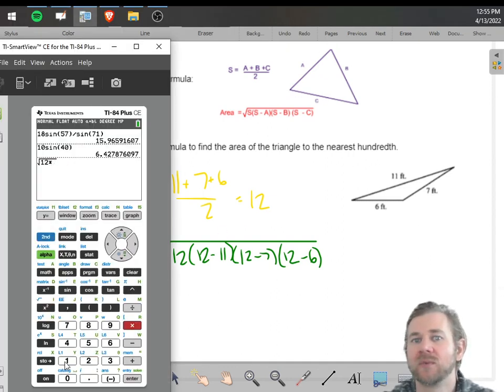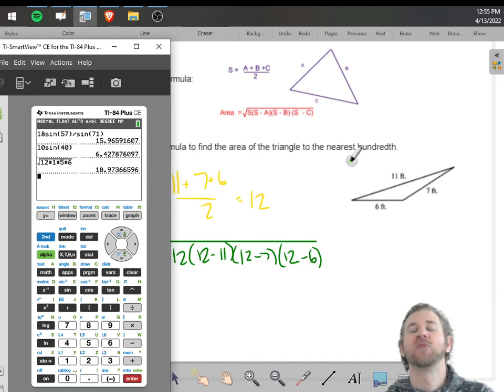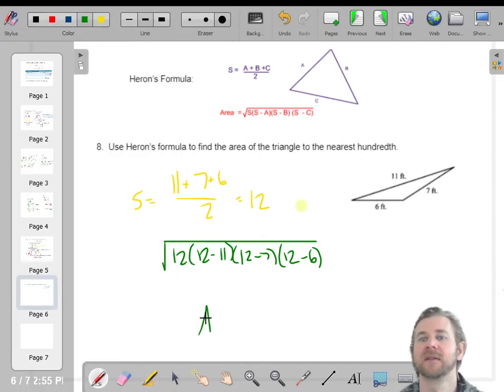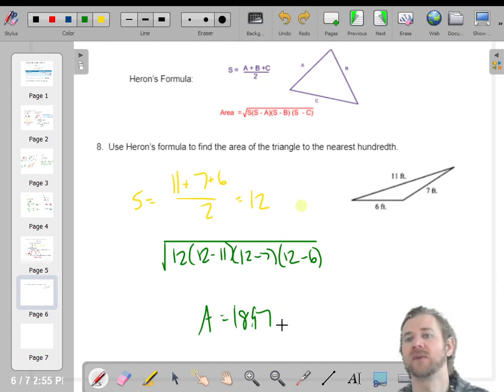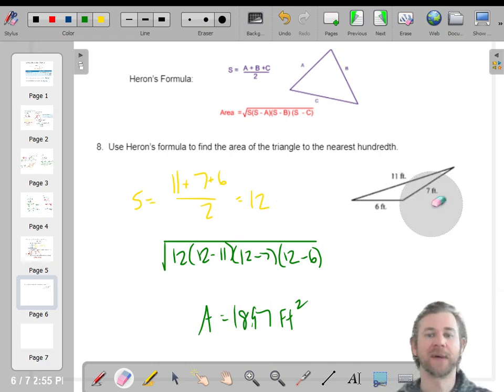And now when I type it in the calculator, I'll do it in my head: 12 minus 11 is 1. 12 minus 7 is 5. 12 minus 6 is 6. Just save myself a little bit of typing. 18.97. So the area is 18.97 feet squared. We know what the units are, it's feet squared. All right. That's doing it by hand. If you don't have a graphing calculator, that's how you're going to do it.